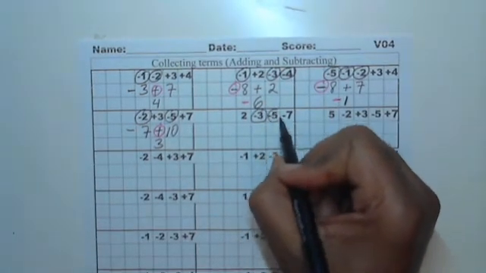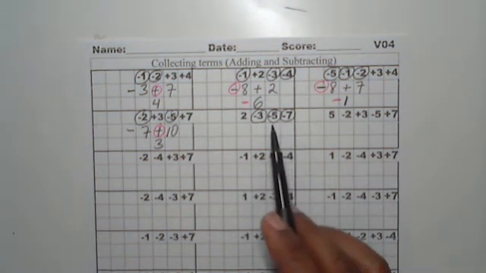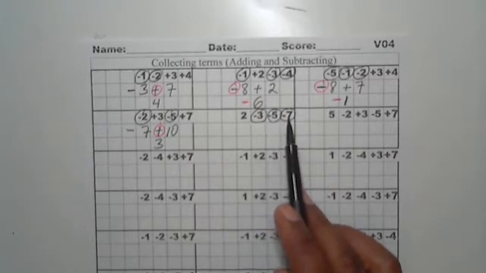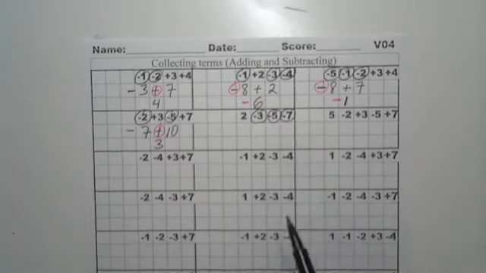Here, same signs add. We have a -3, a -5, and -7. Those are all same signs. So when I add these, I'll get 3 and 5 add up to 8, and 8 to 7 gives you 15. So -3, -5, and -7 will give us -15.